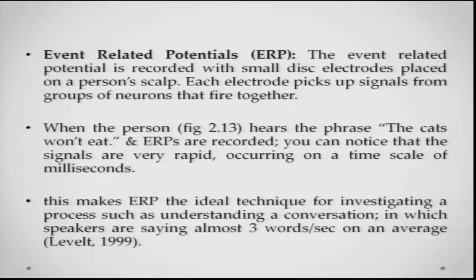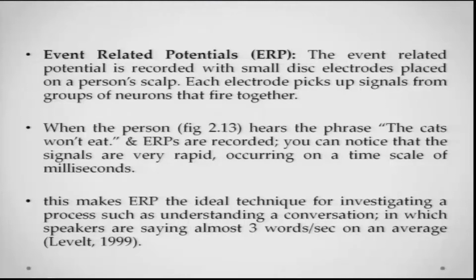Now what is ERP? The event related potential is recorded by placing a small disc of electrodes on the person's scalp. Each electrode picks up signals from the groups of neurons that fire together in the brain under the skull. Say, for example, we have given a person something to read, like the phrase "the cat won't eat," and then ERPs are recorded. You can notice that the signals are very rapid, because the person is reading these words, and this electrical activity is happening on a scale of milliseconds.